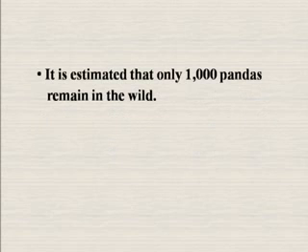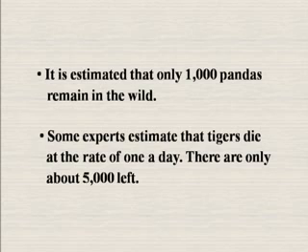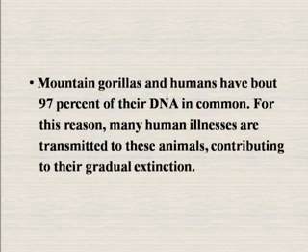It is estimated that only 1,000 pandas remain in the wild. Some experts estimate that tigers die at the rate of 1 a day. There are only about 5,000 left. Mountain gorillas and humans have about 97% of their DNA in common. For this reason, many human illnesses are transmitted to these animals, contributing to their gradual extinction.